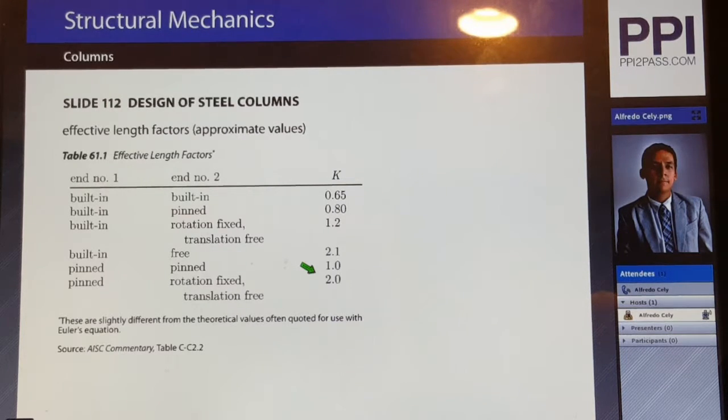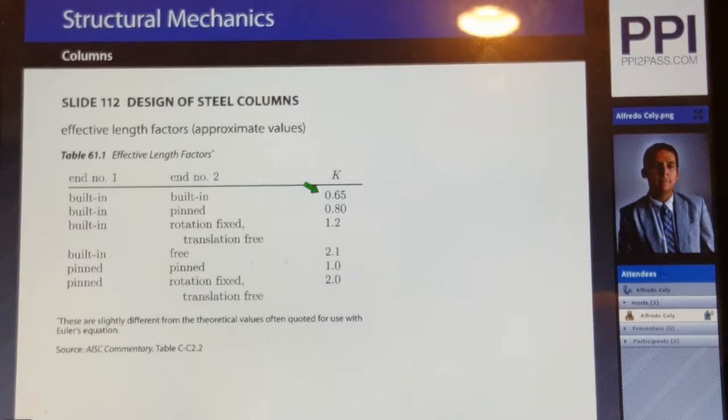Note the smallest value is 0.65 when you're restraining the column at both ends for both rotation and translation. And when you have the column pinned at both ends, they're only fixed for translation, so that is only 1.0.